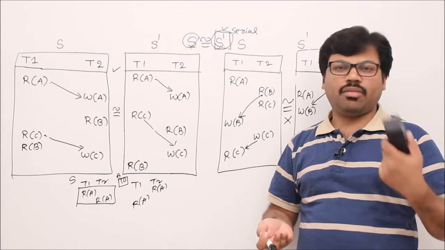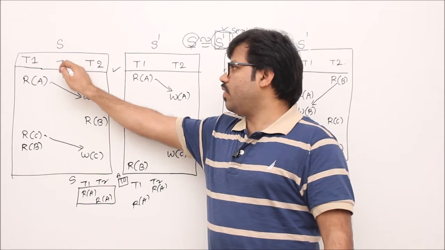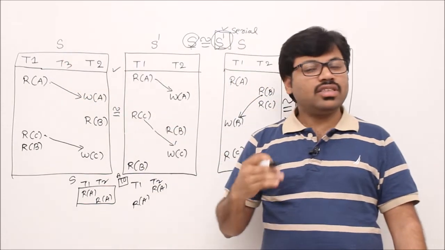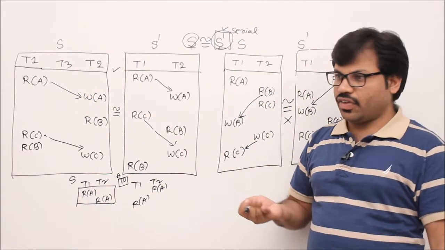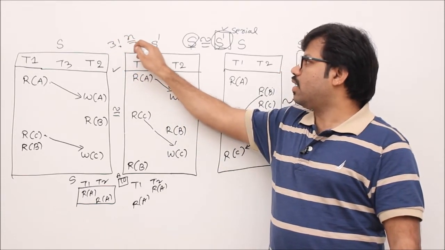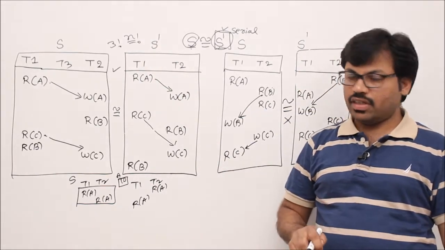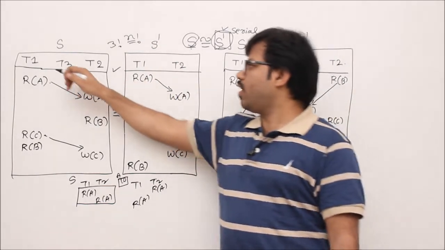So it will be time taking, correct? Example, let's say your schedule has 3 transactions, T1, T2, T3. Then how many serial schedules are possible? One interesting question here, that is 3 factorial. If there are n transactions in a schedule, then how many serial schedules are possible? N factorial. Sir, why is it 3 factorial for n value 3?